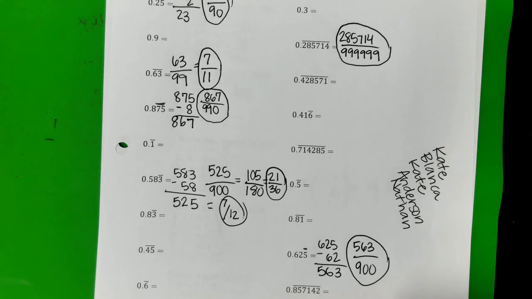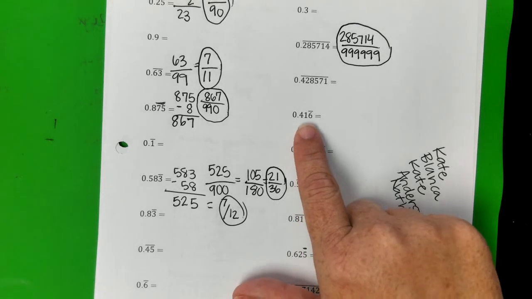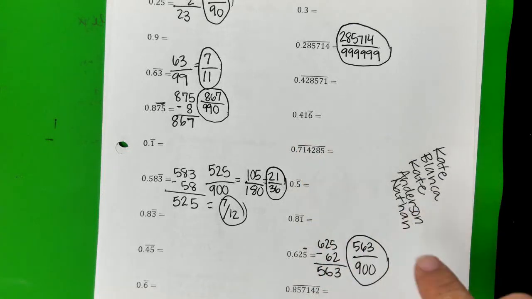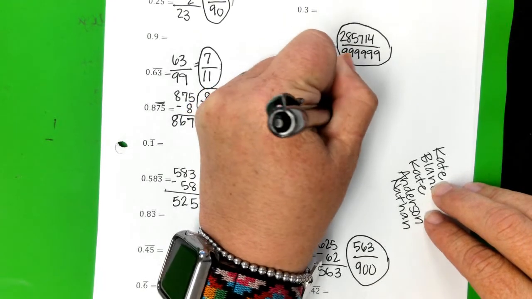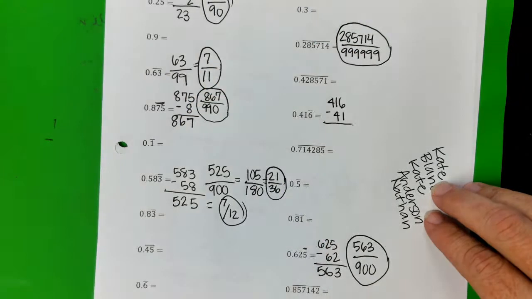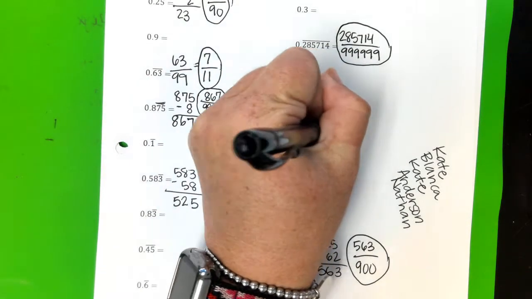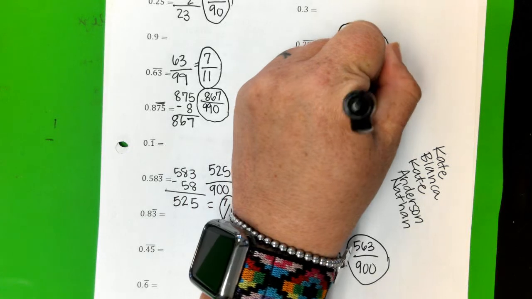All right, let's skip around. Let's go to this one right here. 0.416 with the bar over the 6. What do I do first? Good. Subtract 41, because the bar is only over the 6. So I'm subtracting the numbers that the bar is not over. So 6 minus 1 gives me 5, and this is 7, and this is 3. So I get 375.